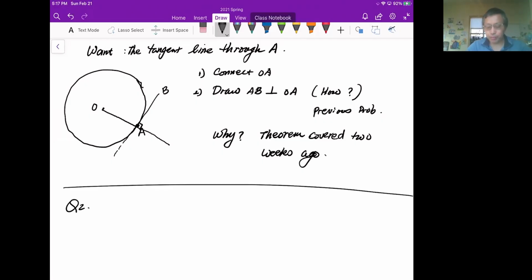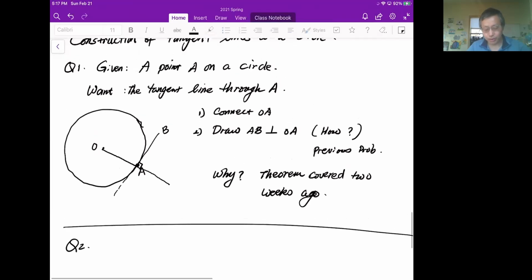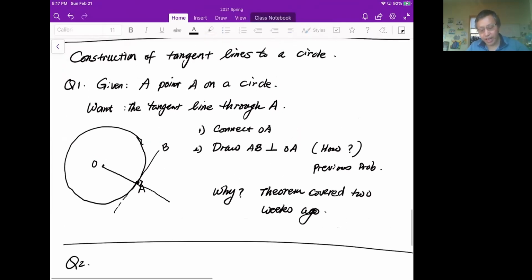Given a point, look at the previous question and read the question again. The point A was on the circle, right? But what happens if the point A is not on the circle? In other words, just outside the circle. It cannot be inside. If it's inside, you cannot draw the tangent line. So it has to be outside.